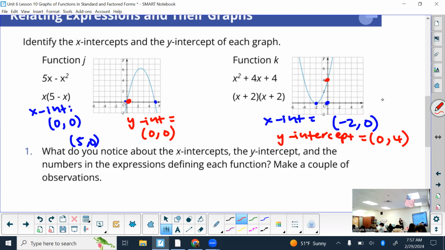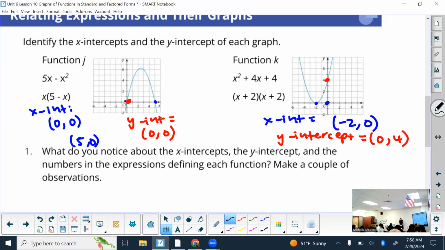I'm gonna tell you right now, on your constructed response, you will have questions that say something about, here's a graph. What's the equation for that graph? So making you work backwards. If you could look at the relationships between the x-intercepts and the factor form, and maybe the relationship between the y-intercepts and the standard form.